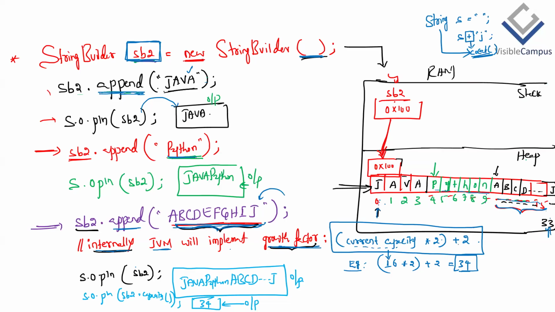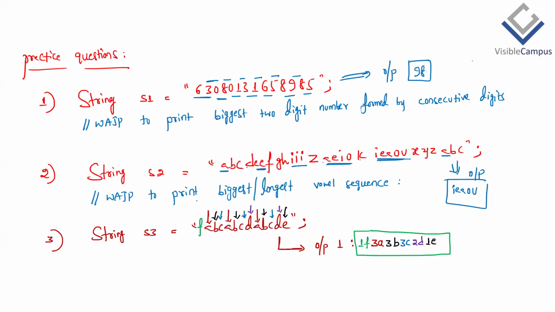And we can print the capacity in every scenario. We can print the length also in every scenario. We already executed this in Eclipse as well. Then I gave some practice questions. So let us see some more properties about this StringBuilder.